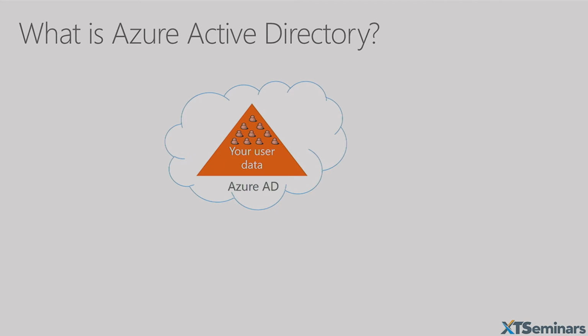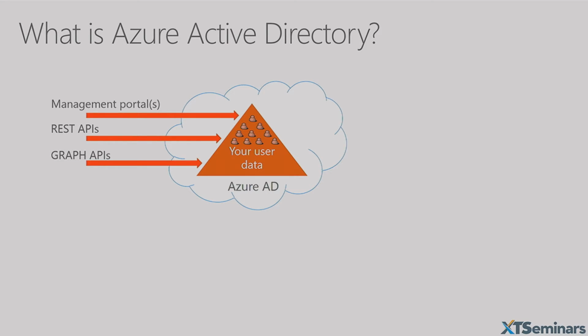How do we get our users in it? How do we configure it? Well, there's actually two management portals, and there's also API sets. So you have REST APIs and you have Graph APIs where we can get in and manage it. So we could programmatically create all the users we wanted up in the cloud. Or we can take our on-premise users and we can sync those into the cloud. So we synchronize from our on-premise AD up into the cloud.